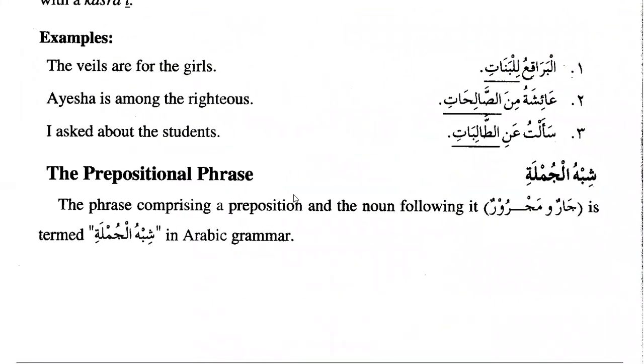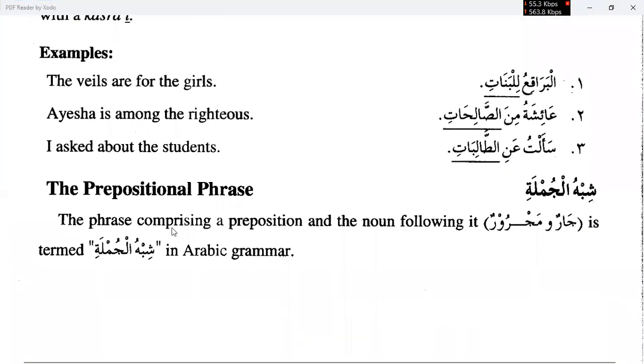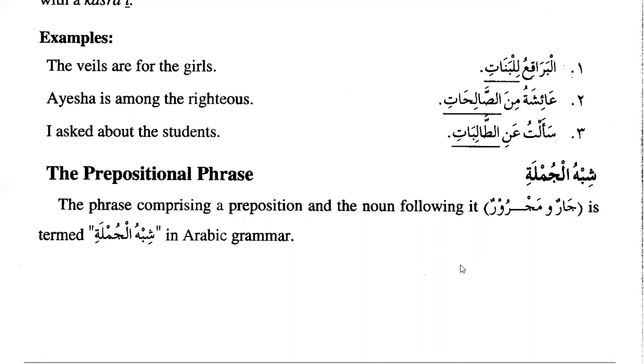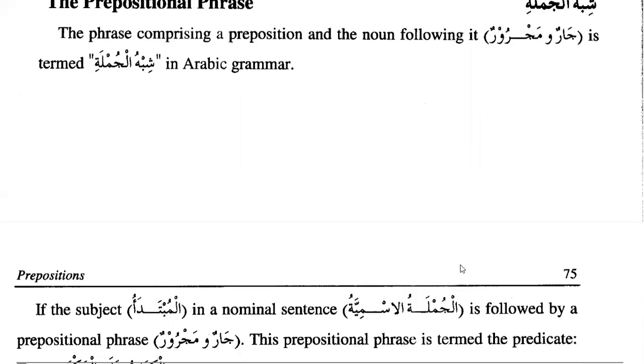Okay. So now we'll study what is prepositional phrase, shibul jumla. So the next student is Miss Fawz Adana. Assalamu alaikum. Wa alaikum assalam. The preposition phrase: the phrase comprising a preposition and the noun following it, jar wa majrur. It's termed shibul jumla in Arabic grammar.